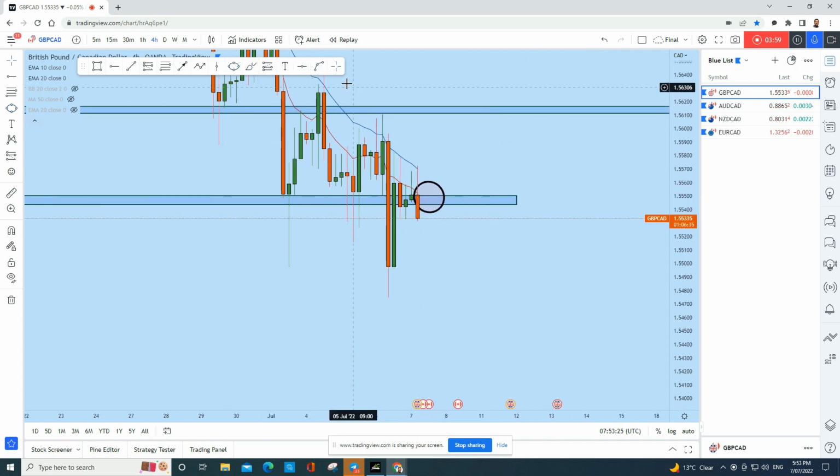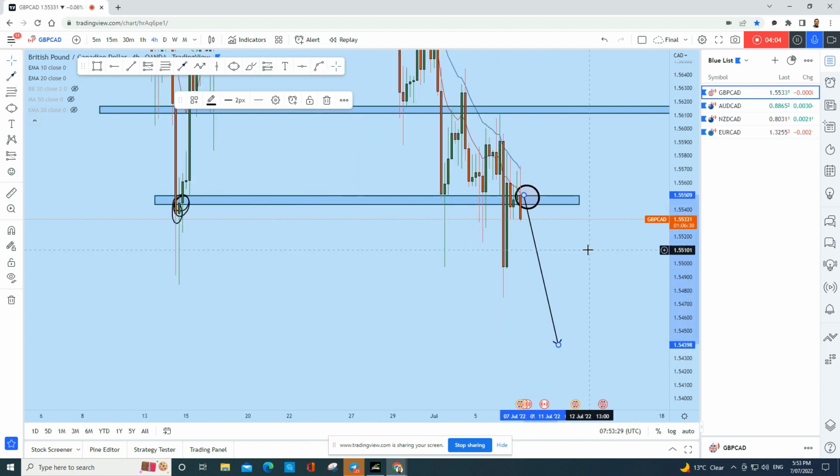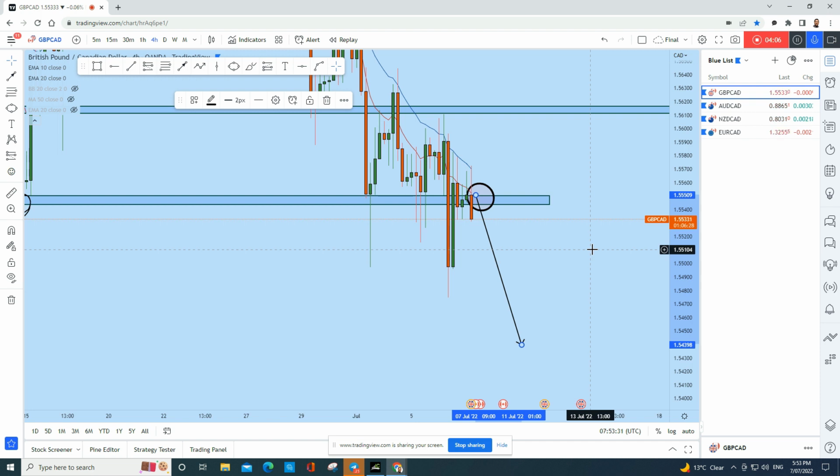If it satisfies all the rules of our strategies, then we'll consider going short to the downside with our students with a high risk to reward ratio in GBPCAD.